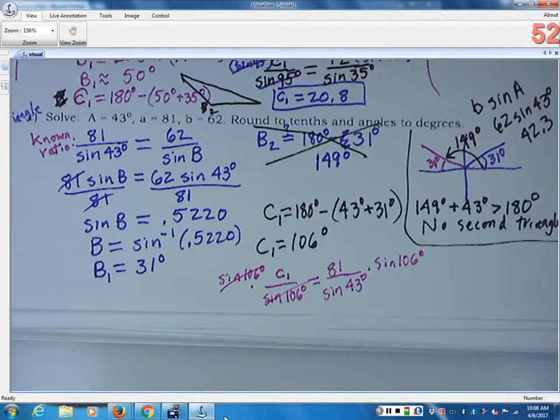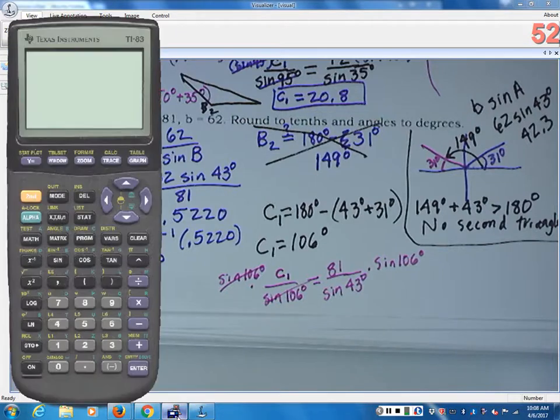So if you do that in your calculator, I got 114.2. Let's see. You do 81 times sine of 106, close the parentheses, divided by sine of 43. 114.2.